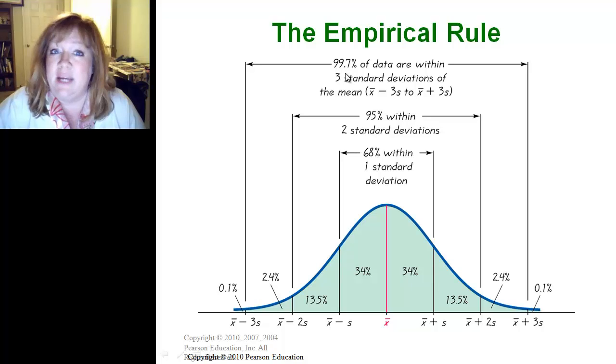And then 99.7% is within three standard deviations. And notice the notation. That's the mean minus 3 times your standard deviation, and the mean plus 3 times your standard deviation. This is the range of values here. And so that's the empirical rule, which has to do with normal distributions.